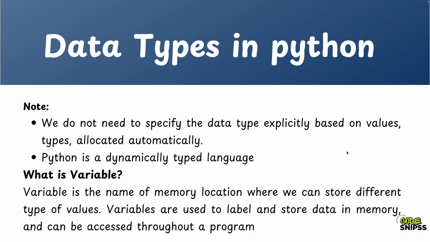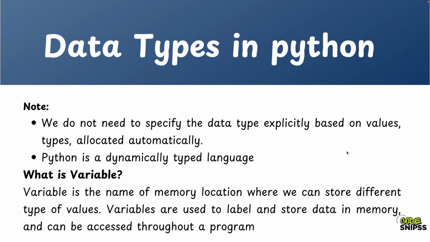There is a note that we don't have to allocate data types to our variables explicitly, because Python automatically allocates the data type to each value or each variable we are storing in our Python file. That's why Python is a dynamically typed language.